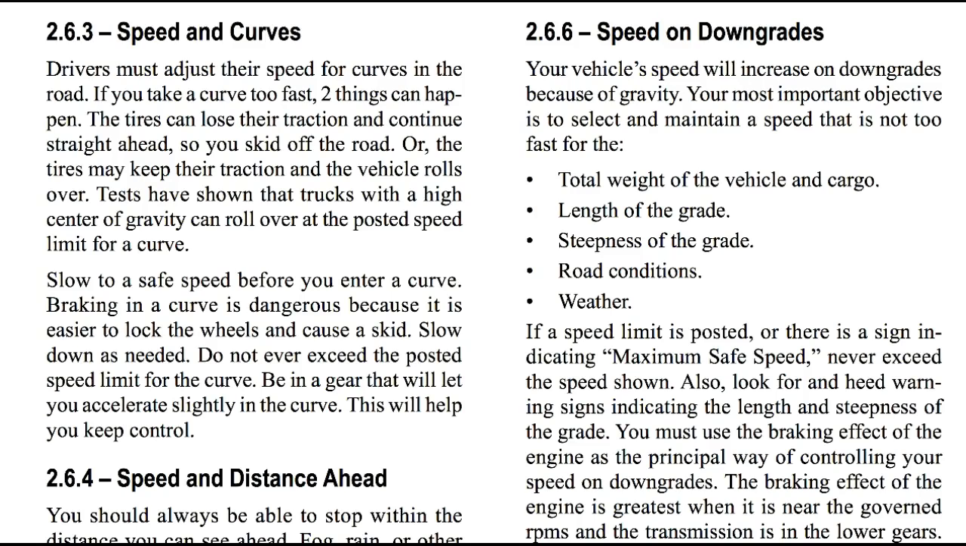Let's talk about speed on the downgrades, or going down a hill. Your vehicle's speed will increase on downgrades because of gravity. Your most important objective is to select and maintain a speed that is not too fast for the total weight of the vehicle, the length of the grade, the steepness of the grade, the road conditions, and the weather. If a speed limit is posted, or there is a sign indicating the maximum speed, never exceed that speed. Also, look for and heed warning signs indicating the length and steepness of the grade.